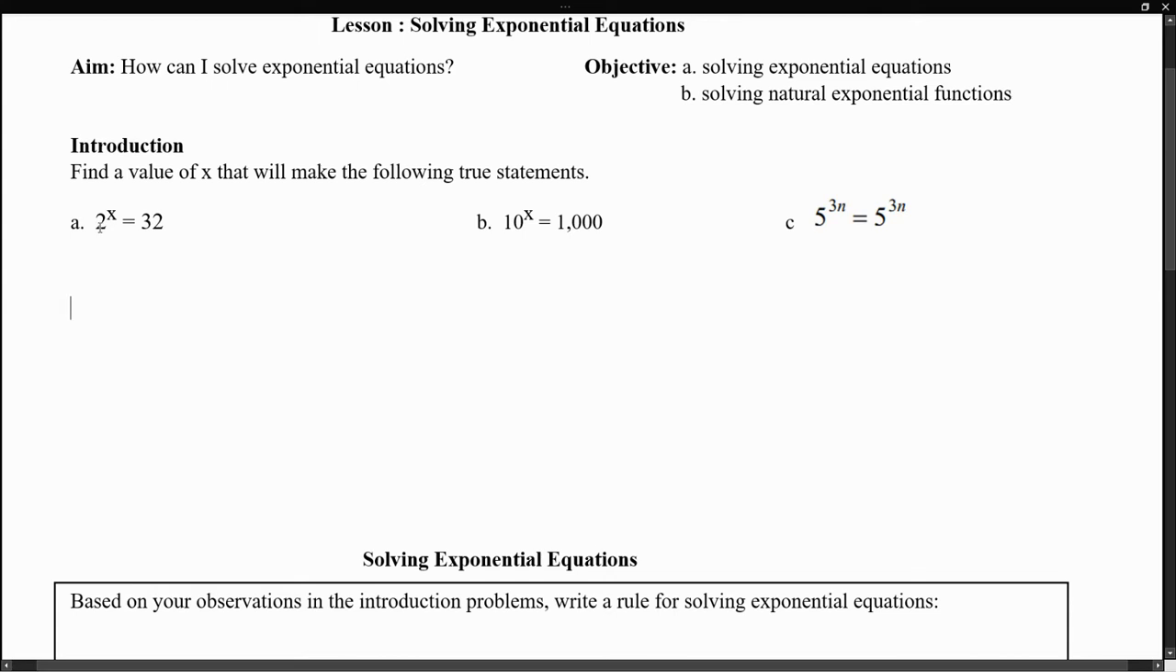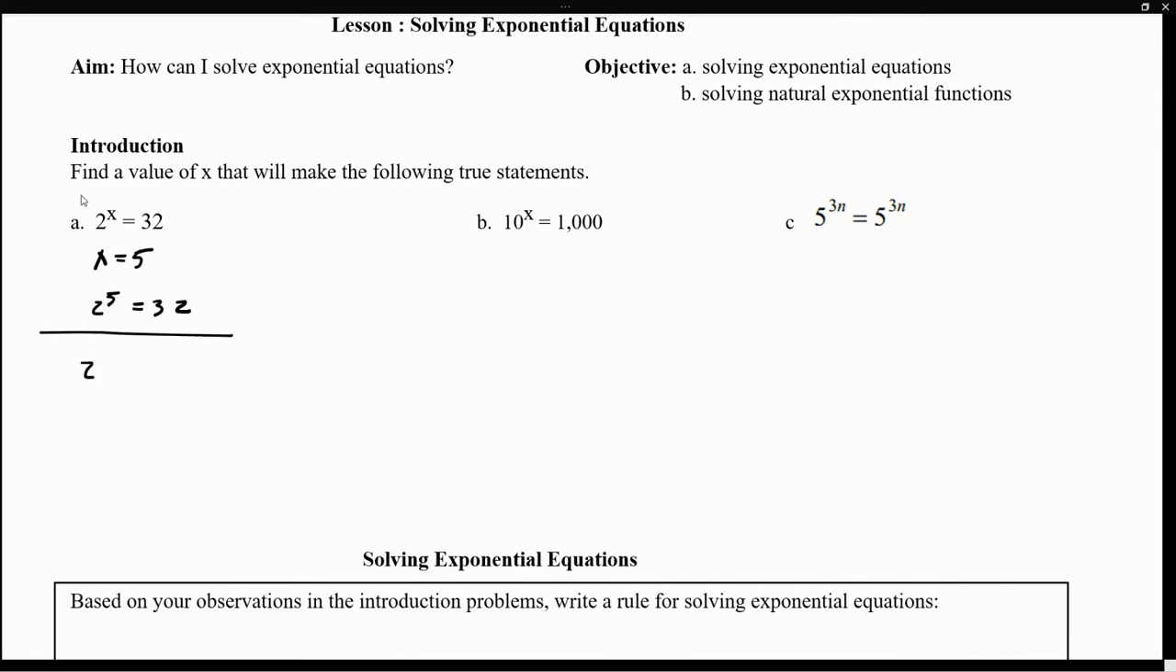Looking at A, we have 2 to the x equals 32. What value of x will make this statement true? 2 to what exponent is equivalent to 32? Well, in this case, x is 5, because 2 to the 5th is equal to 32. Now, we can approach the same problem in a different format. Let me just rewrite the same problem here.